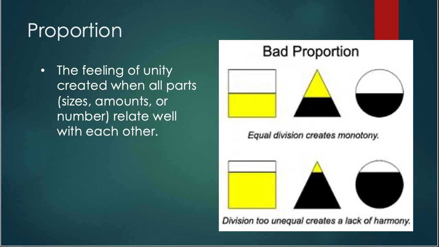Proportions. We can create a feeling of unity when all parts, so size, amount, or number, relate well with each other. So here's some examples. We can see the top three images kind of distribute pretty equally, where at the bottom there's a division that's created because we're lacking the proper proportion.